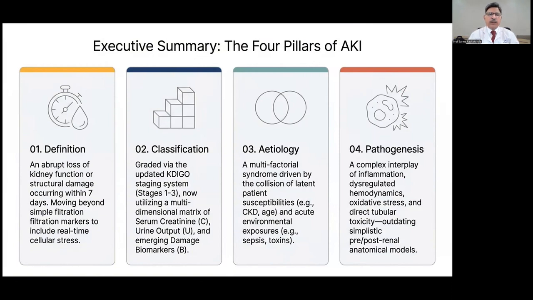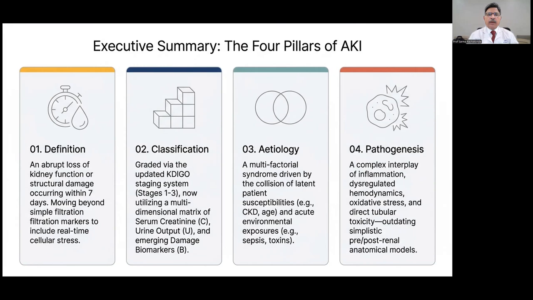What is the definition? An abrupt loss of renal function or structural damage occurring within 7 days. The duration should not be more than 7 days. Either renal functional impairment or structural damage within 7 days, moving beyond simple filtration markers to include real-time cellular stress.